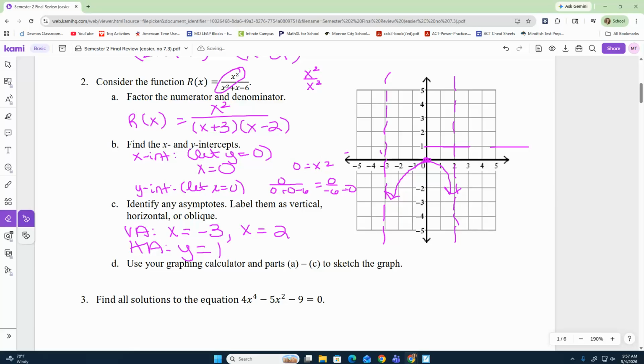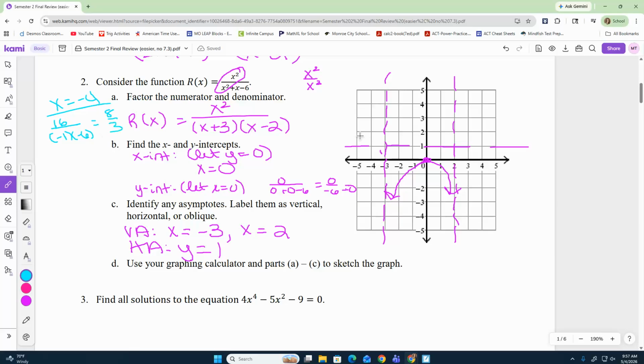So to find out, we had to use test points because remember, we're not going to have a graphing calculator on here. So maybe you put in negative 4. If you put in negative 4, you get 16 over negative 1 times negative 6. So that's 8/3. So negative 4 gives me 8/3. That's up here above my horizontal asymptote. So that piece has to be up here, just curving and getting closer to both asymptotes.